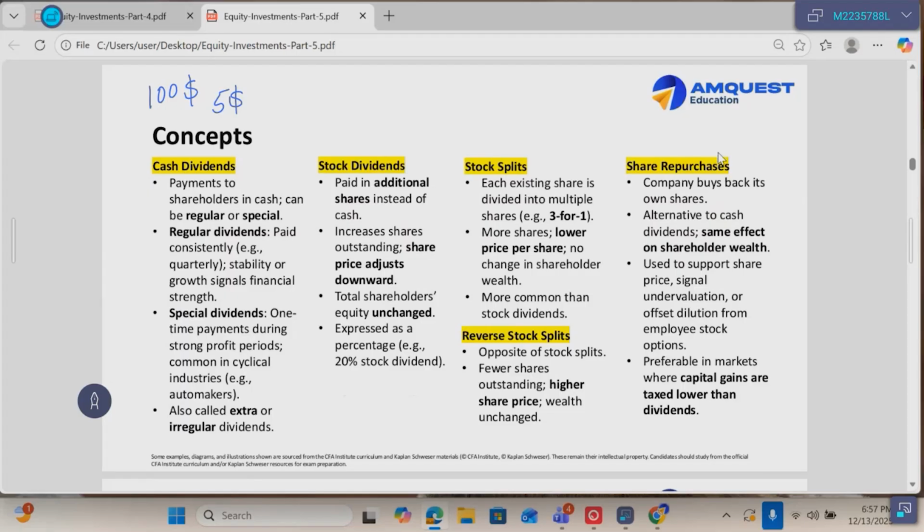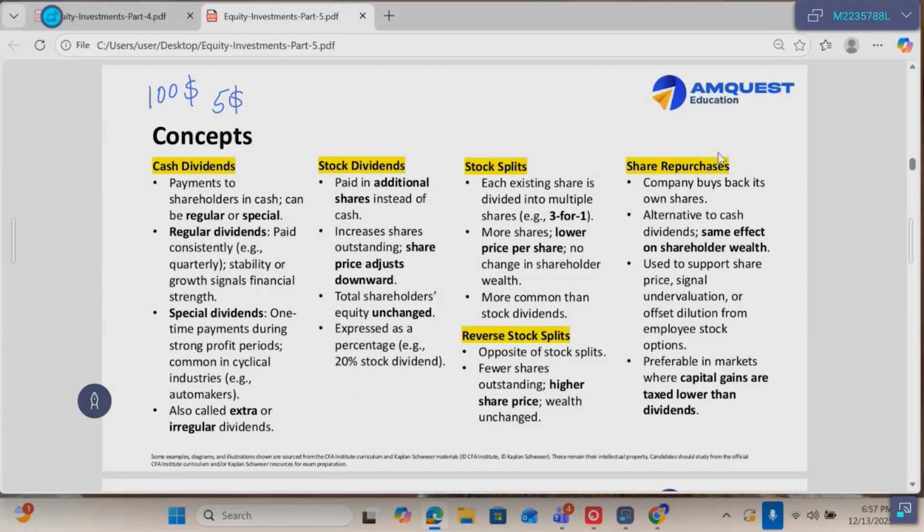So payment to shareholders in cash can be regular. That means company can give you every year, or it can be special once in a while, maybe even twice in a year or more than 2 times in a year. It can be paid consistently. Example, quarterly. It can be paid semi-annually. It can be paid annually. For example, Vedanta gives 2-3 times dividend in a year in India. Hindustan Unilever gives 2-3 times dividends in a year.